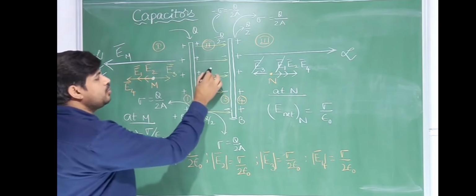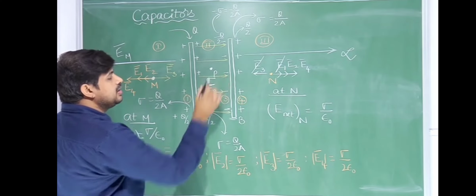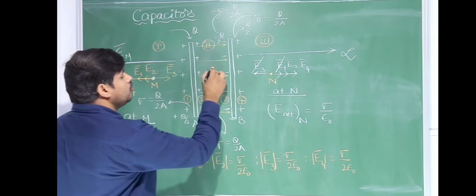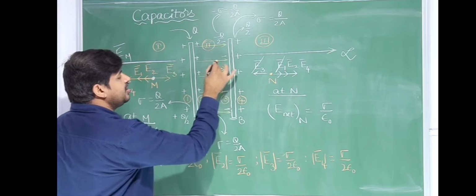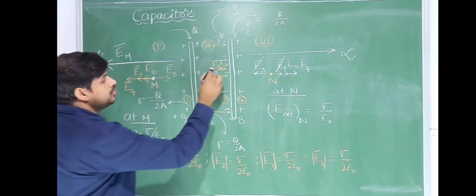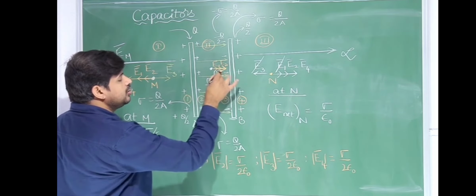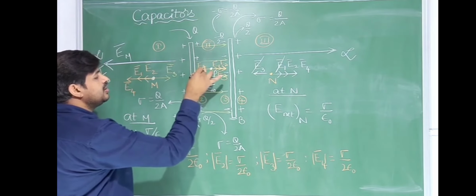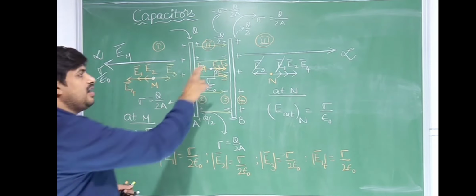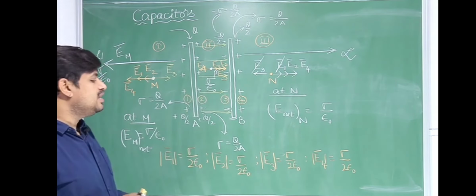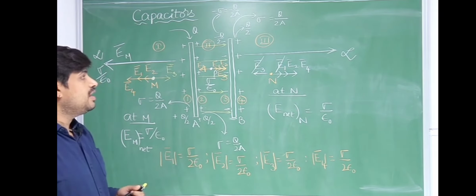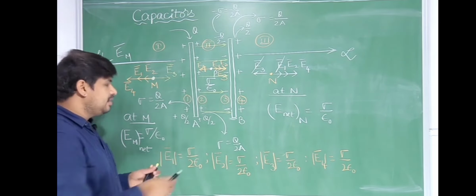See, you calculate here. You take some point P here. At point P, E1 and E2 are directed away like this. Not only E1 and E2, but also E3 is directed to the right side, whereas E4 is directed to the left side. So anyway, E4 and E3 may cancel. So two electric fields will remain at point P, each of magnitude sigma by 2 epsilon naught. So what do you get here, my dear friends? The net electric field at P is nothing but sigma by epsilon naught.